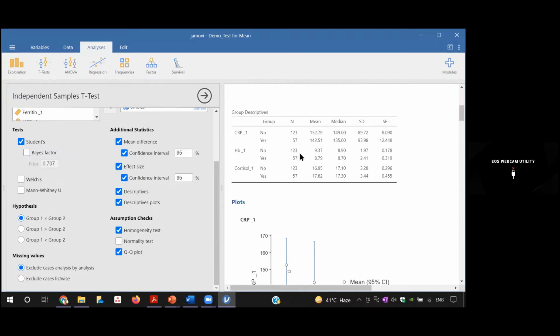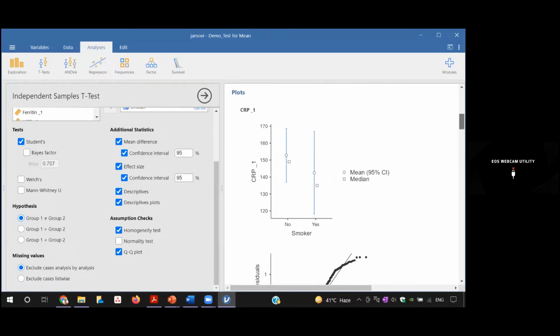In hemoglobin also you can see here that 9.37 is the mean hemoglobin in non-smoker, whereas people who are smokers have reported less hemoglobin. Similarly, for the level of cortisol, the people who were smokers had more cortisol, but the difference was not significant.